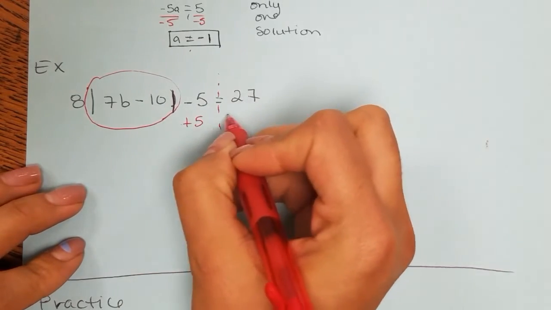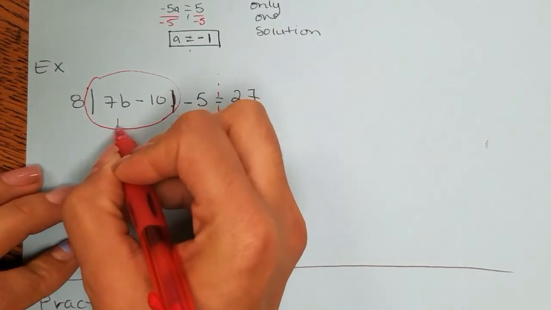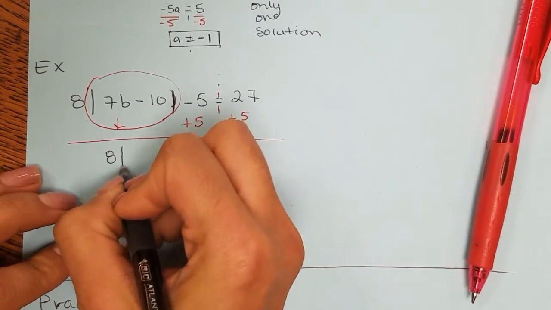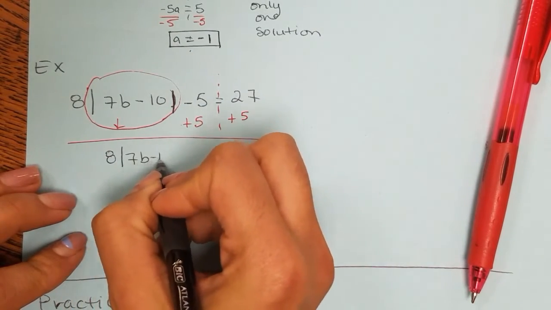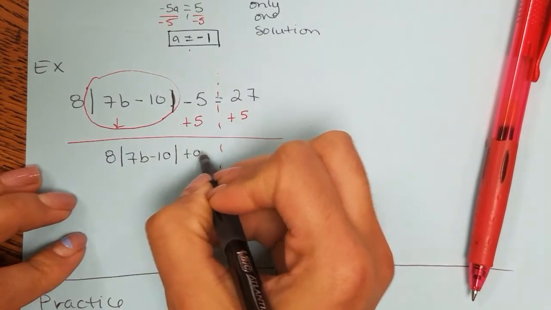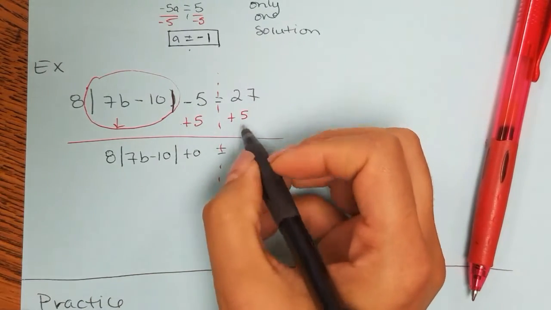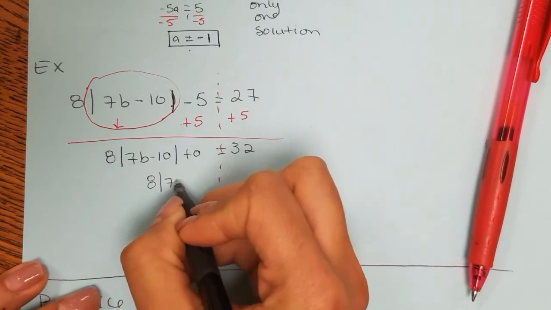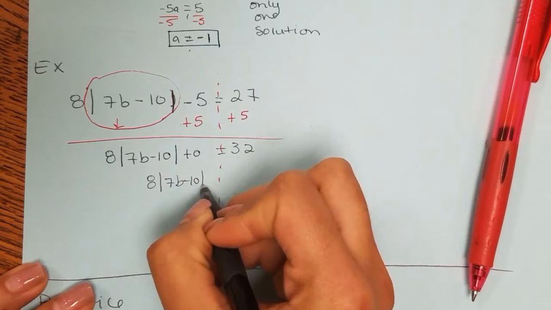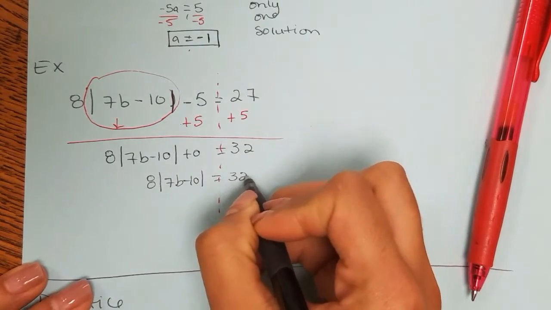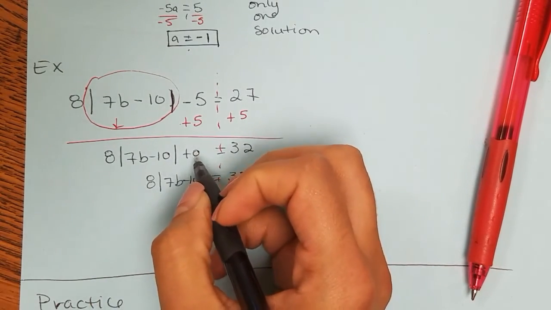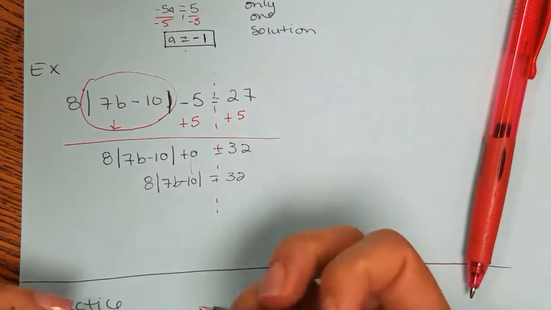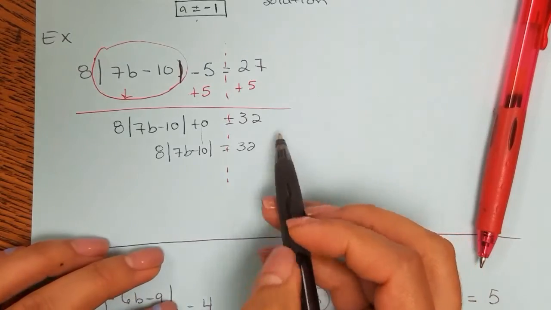Plus 5 on each side. And all of this stuff is going to come down. So you have 8 times the absolute value of 7b minus 10 plus 0 is equal to 27 plus 5, which is going to be 32. So 8 times the absolute value of 7b minus 10 is equal to 32. And this plus 0, guys, you don't have to write it. I don't expect to see it from you. I'm just writing it so that you guys can kind of see what's happening and you don't get lost.